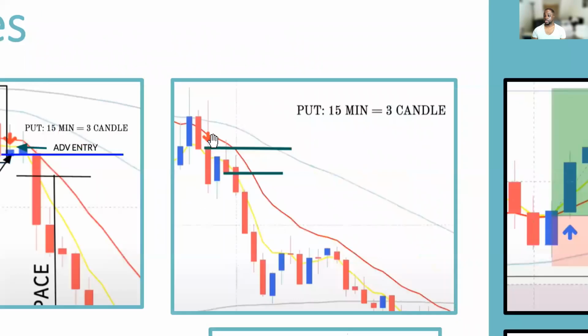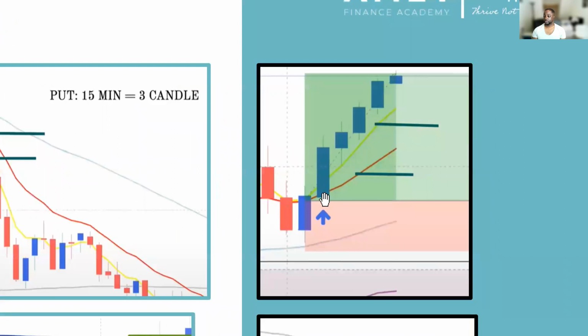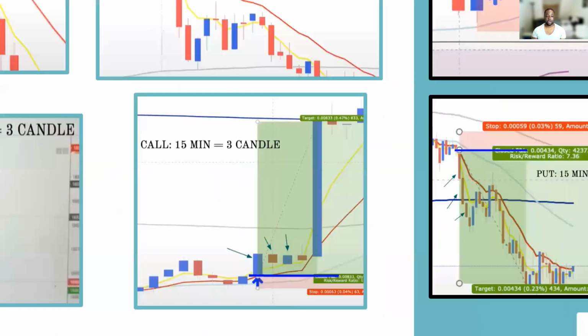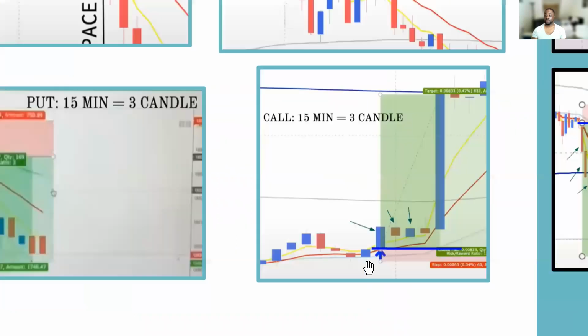Same here. Waiting for that pullback. You've got into that trade. You've gone there. 1, 2, 3. You might have finished around about this one because it's fixed time. Done. Here. You've pulled back. You've gone in for 3. 1, 2, 3. Won that trade. Done. And on and on and on. So the 3 candle rule ensures that you win that trade. You wait for the pullback, go for 15 minutes, and you've won that trade. It's that good, that simple, that easy.